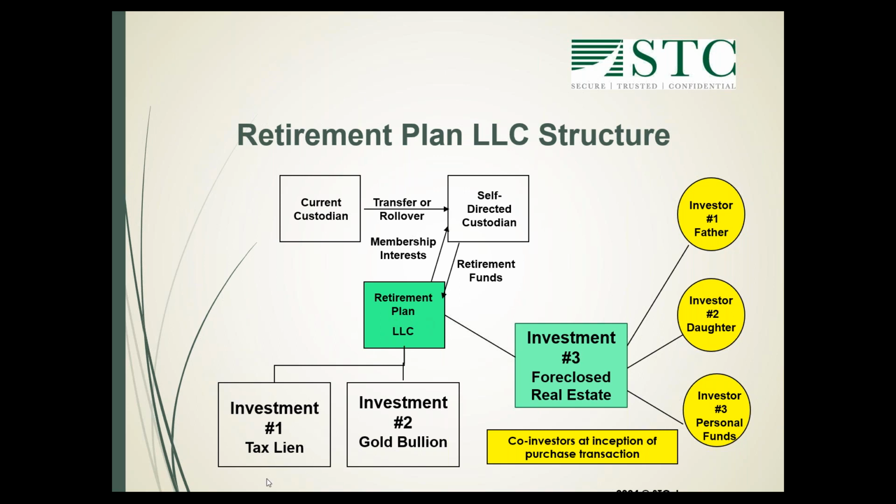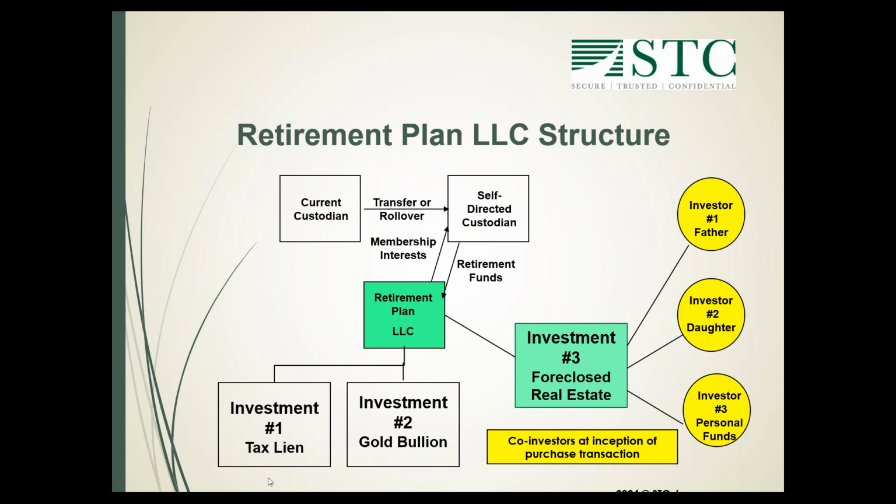Your investment number 1 is in a tax lien. So that's a different type of investment. You earn statutory interest on a tax lien. If the property owner doesn't pay the taxes, you can actually foreclose on a tax lien, and you could end up owning real estate in place of that tax lien.